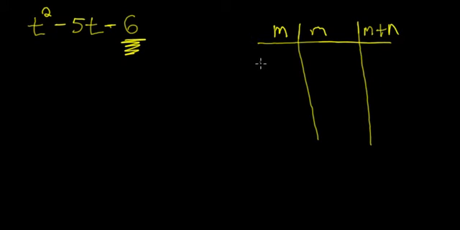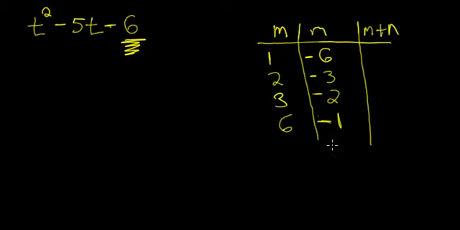And so 1 times negative 6 is negative 6. 2 times negative 3 is negative 6. Negative 3 times 2 is negative 6. And, whoops, that's the same one I did. I want that to be 3 times negative 2 and 6 times negative 1.